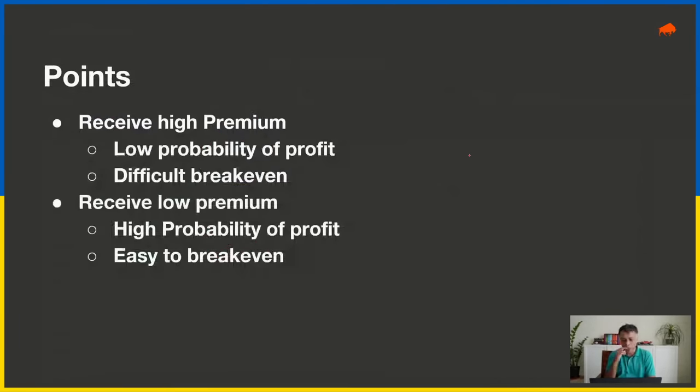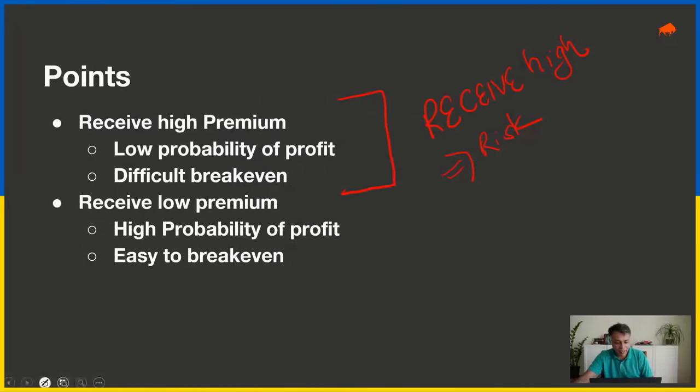So again, when it comes to selling options, if you receive high premium, then you are taking big risk. And therefore, your probability of profit is low, and your break-even is difficult from your point of view. It can be easily hit and you can lose money. But if you do the other thing, very low premium, you of course have a high probability of profit, easy to break even. But one black swan event can wipe out a lot of the money you have picked up.